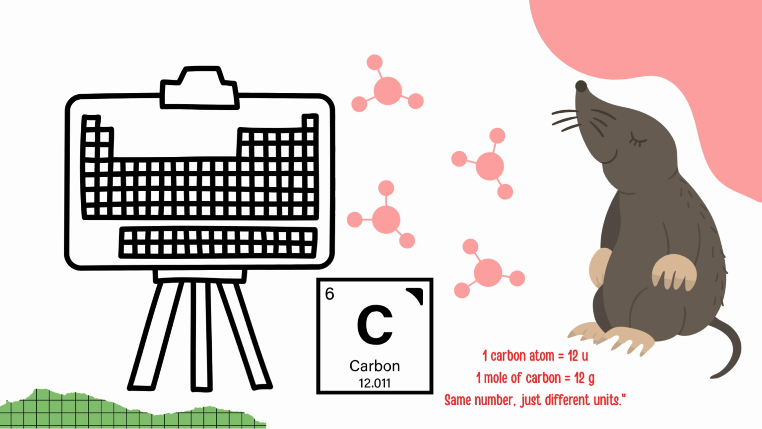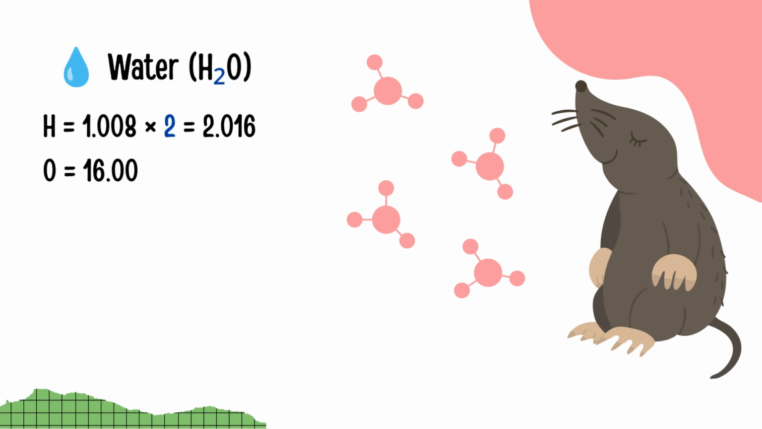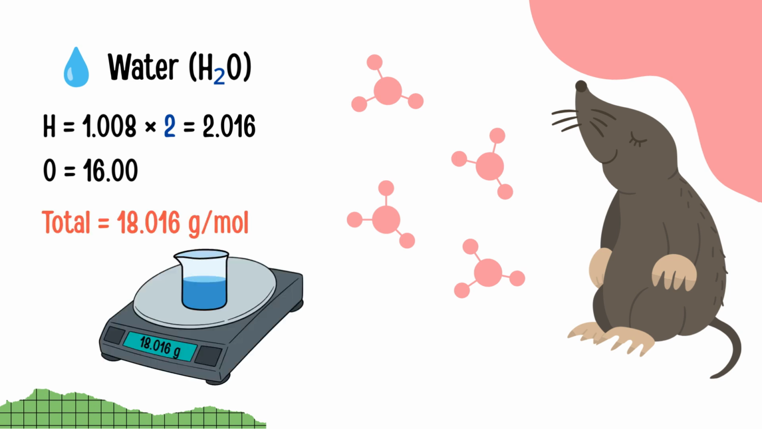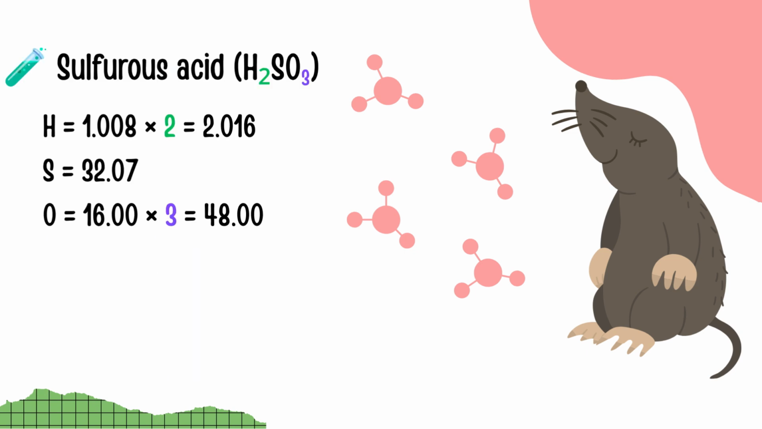Let's put this into practice with actual compounds. First up, water, H2O. Hydrogen equals 1.008 times 2, which is 2.016. Oxygen equals 16.00. Total molar mass equals 18.016 grams per mole.